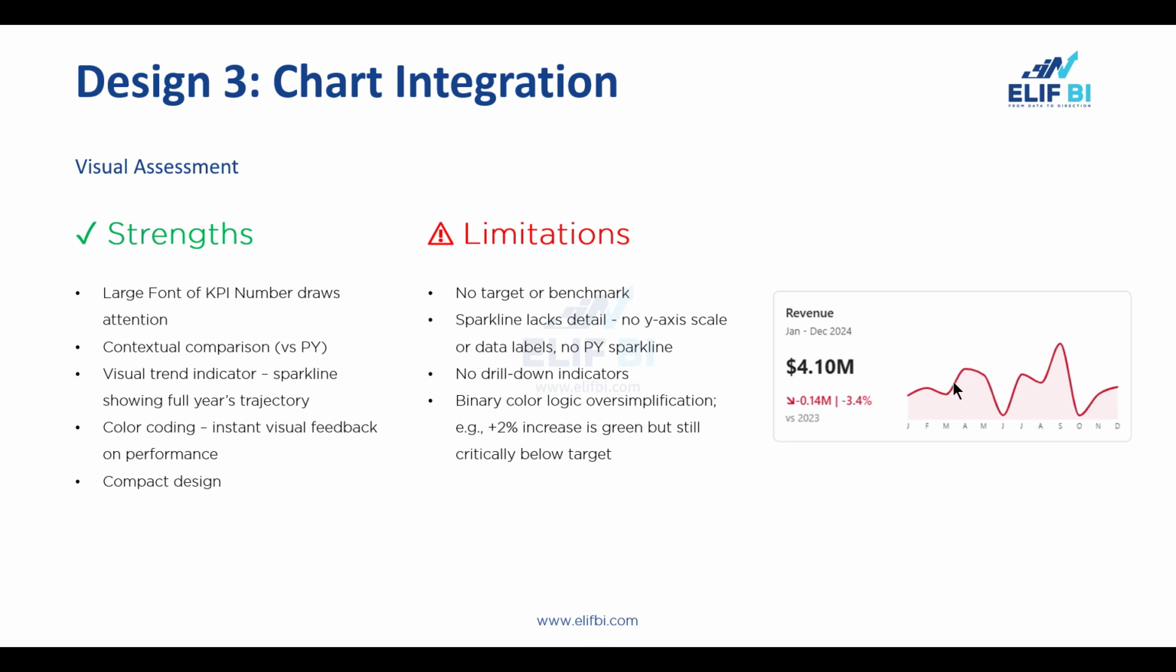Binary color logic oversimplification. Now this is a kind of a debate, I would say. If we are showing a percentage increase or decrease, even if it's 0.1% or 0.2%, it's going to show the red. But when we are showing this actual number, that basically holds and controls that emotion of alarm. And how can we improve it?